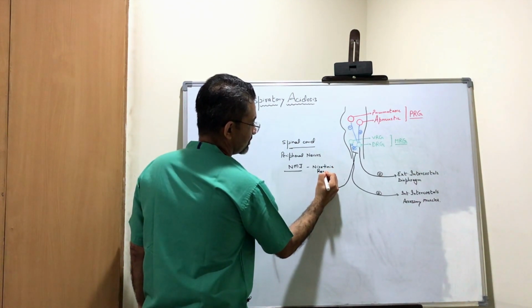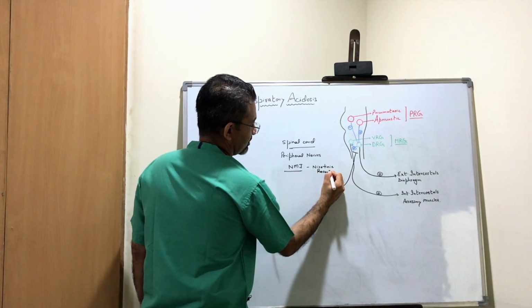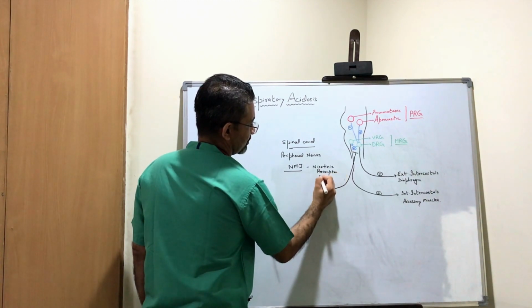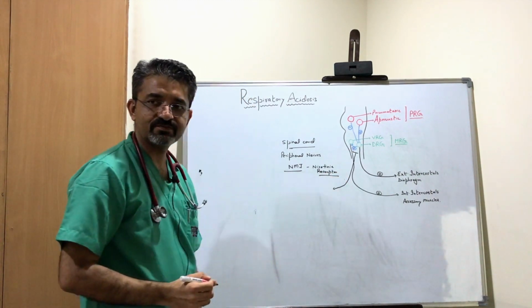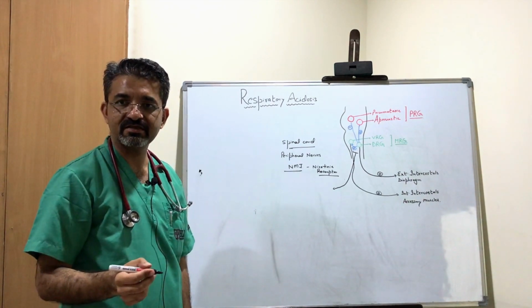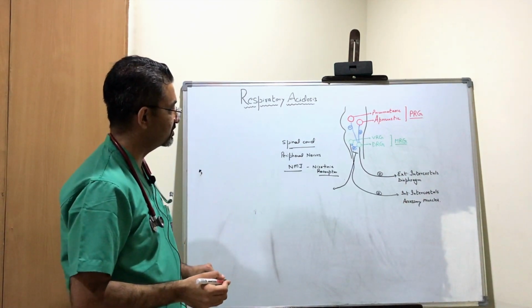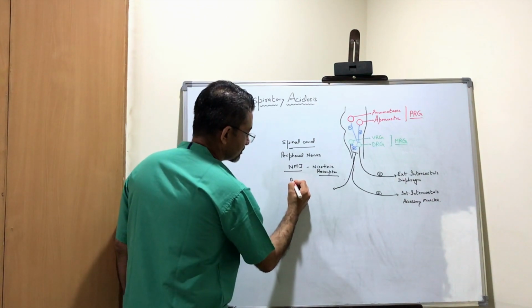So you treat neuromuscular junction disorder by giving steroids, right, or some other drugs, and thereby you treat respiratory acidosis. Then you go to muscles.